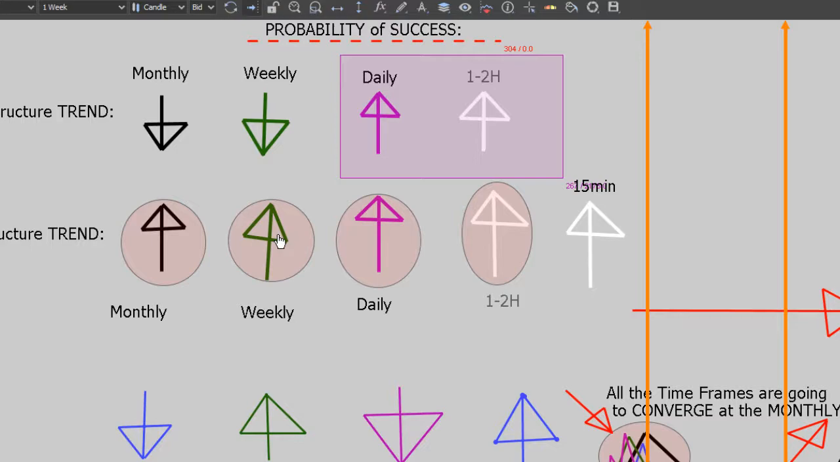Do you use stochastic to decide how the chart is? No, stochastic is a momentum indicator. Okay, it's not showing you the trend. What defines the structure? Lesson number 1, highs and lows define structure. Concept number 1, not all highs and lows are structure.